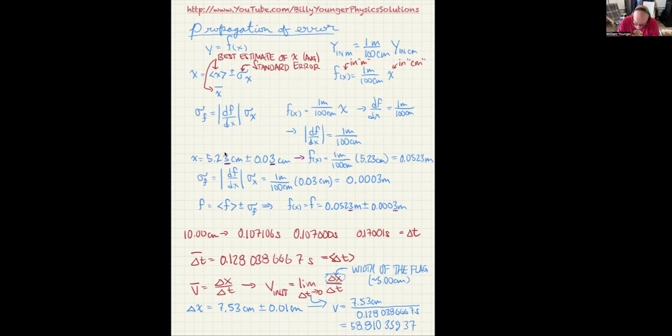So that's the calculation that I got, and that gave me that many centimeters per second, which is on the order of 0.588 meters per second. So that's a way you could actually calculate the velocity. But how do you find the error?